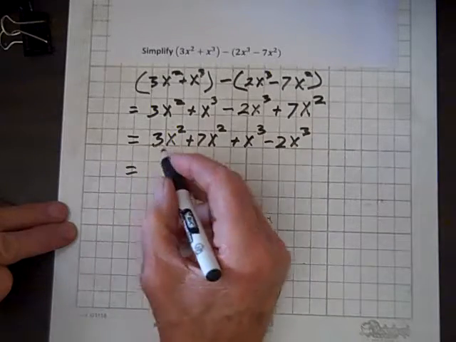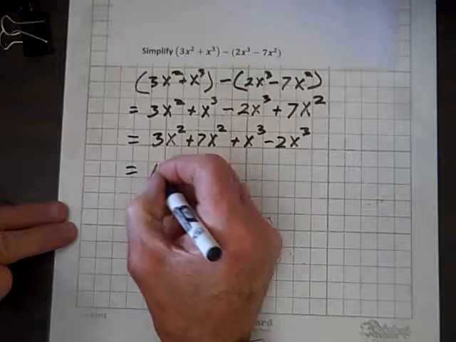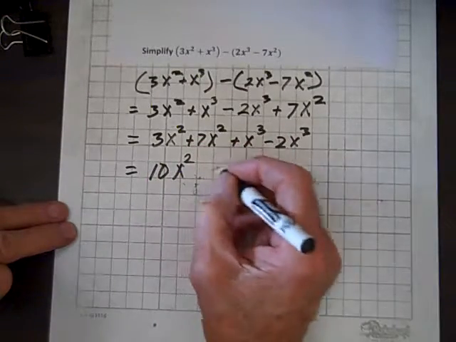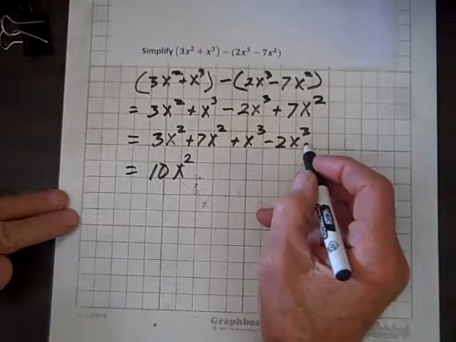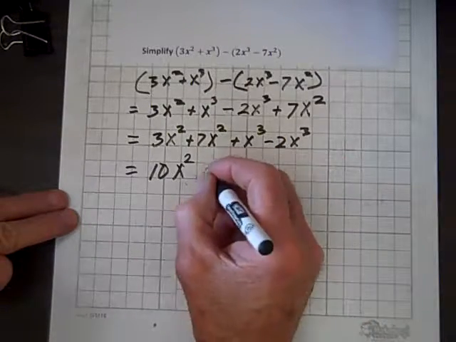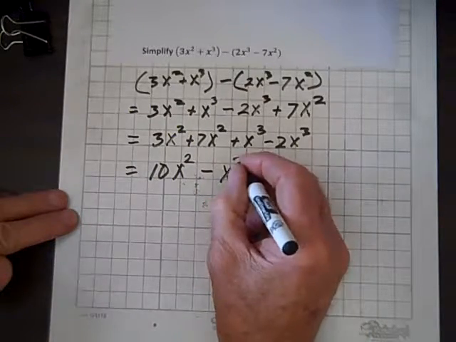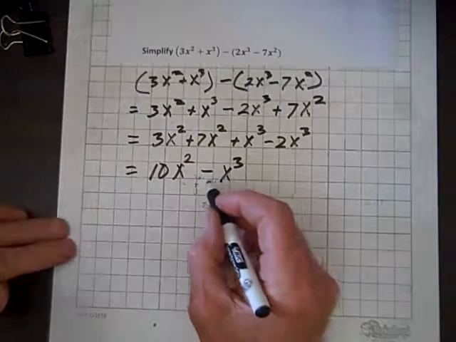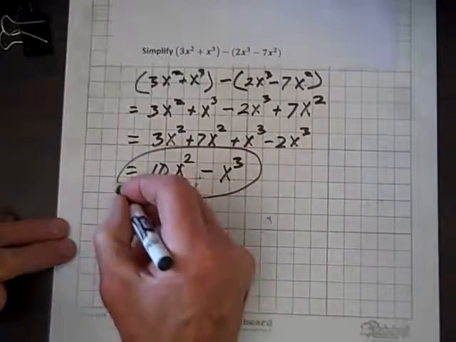And let's see, how many x squareds do we have? It looks like 3 plus 7 is 10x squared. And now we have 1x cubed, and we're going to subtract 2x cubed. Well, that'll leave a deficit of 1x cubed, or x cubed. We are not going to write 1x cubed. The one's understood, just minus x cubed. And there we have it. We're done.